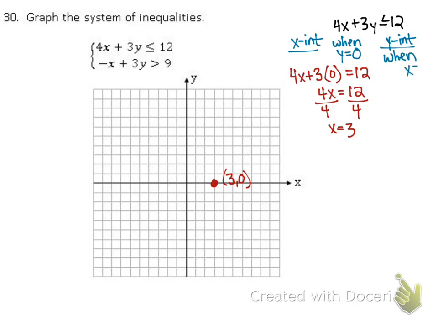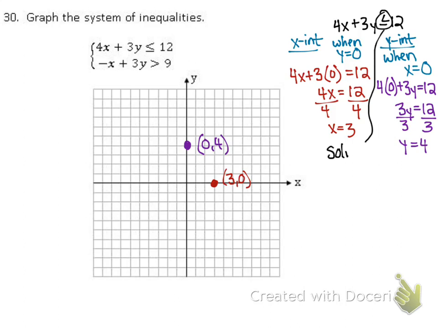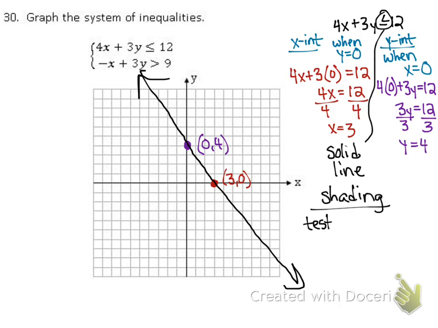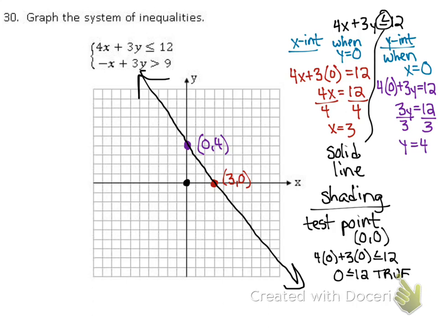Now I'm going to find the y-intercept by plugging in 0 for x. When I solve for y, that gives me y is equal to 4. Now I've got 2 points that I can connect. I need to figure out what type of line to use by looking at my symbol. This one's going to take a solid line because there's a line underneath the inequality symbol. And now I want to figure out where to shade. I'm going to use 0, 0 as my test point. I'll plug in 0 for x and 0 for y, and that gives me a statement that says 0 is less than or equal to 12, which is true. So I would shade the side that contains the point 0, 0.